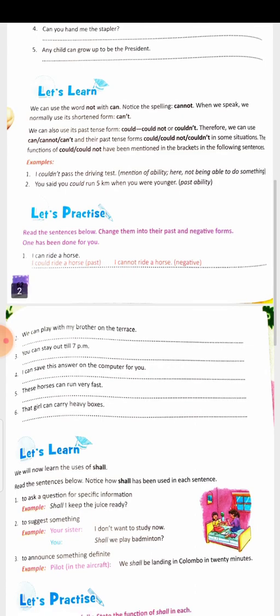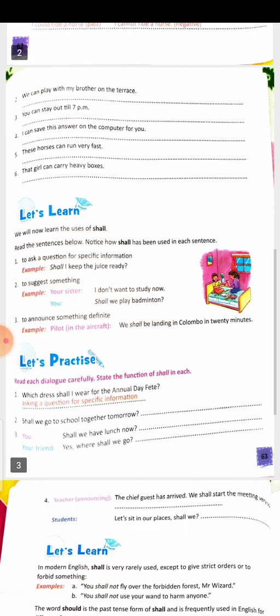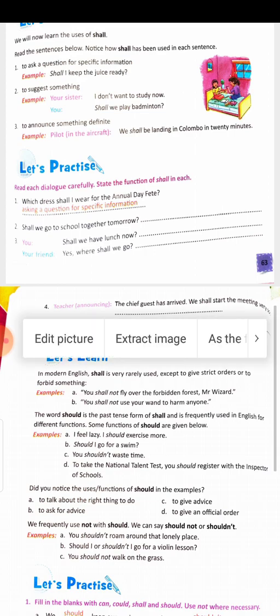The rest of the two you will do by yourself. Next day you will get the answers. To ask a question for specific information: Shall I keep the juice ready? So this is the uses, and now here you have to write the uses. Read each dialogue carefully. State the function of shall in each. Number 1 is done for you.